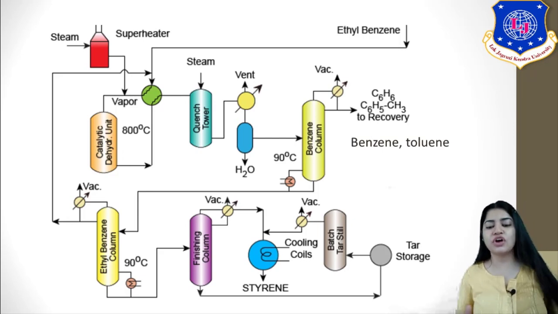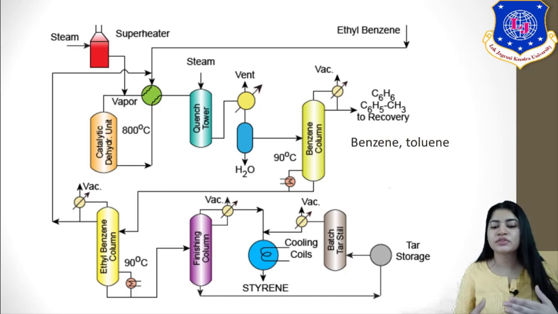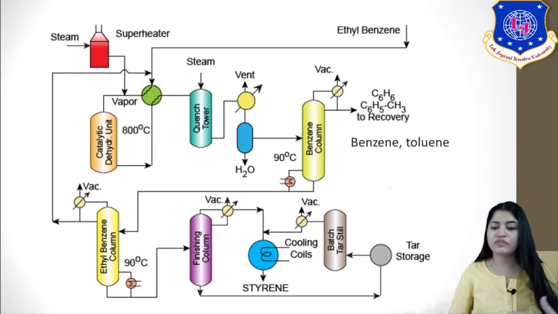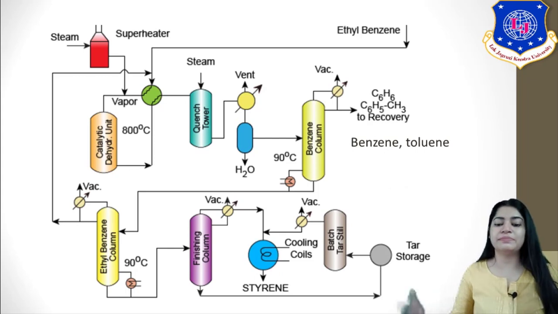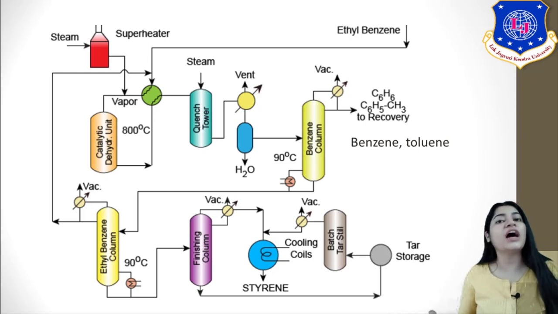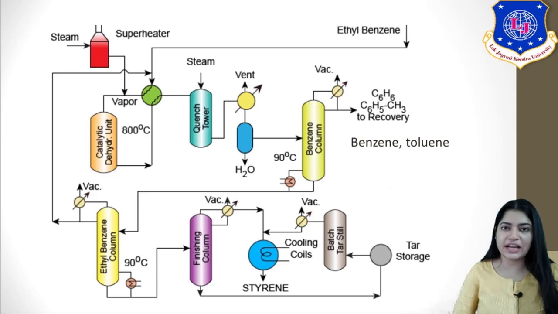Your product mixture is a mixture of styrene, benzene and toluene; these are the side products. The first step is taking out the benzene. In the benzene column you are further fractionating it. From the top you get benzene, toluene and other recovery products. The bottom product of this benzene column is then sent to the ethyl benzene column, where the unreacted ethyl benzene is taken out and sent back to the catalytic dehydrogenation unit.